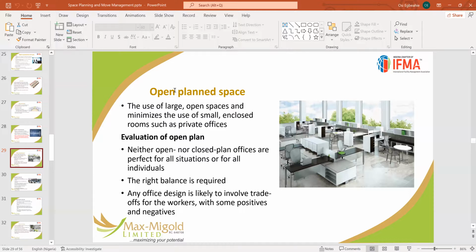Open space plan: the use of large open spaces and minimizing the use of small enclosed rooms or offices, such as private offices. Evaluation of open plan: neither open nor closed plan offices are perfect for all situations or for all individuals. The right balance is required.